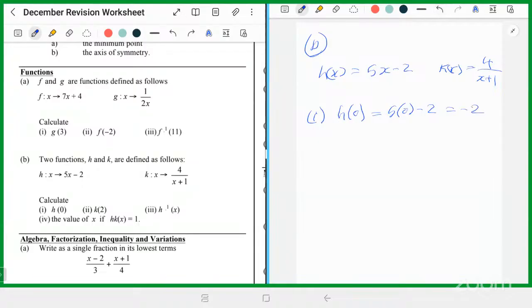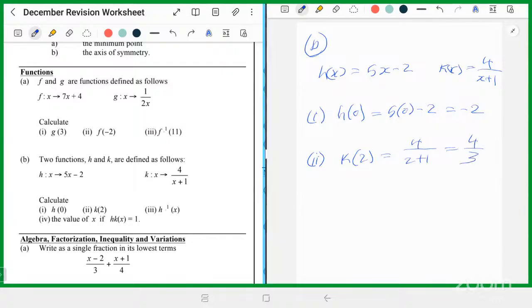Alright. The second part wants k of 2. That means they're going to put 2 in the k function right here. So second part is k of 2. Putting 2 here in the k function, I get 4 over 2 plus 1. 2 plus 1 is 3. It becomes 4 over 3.